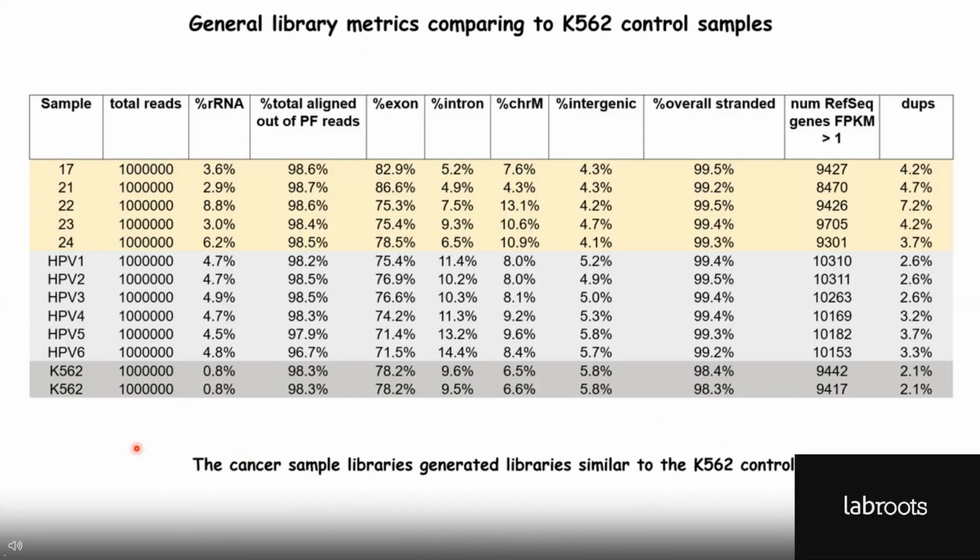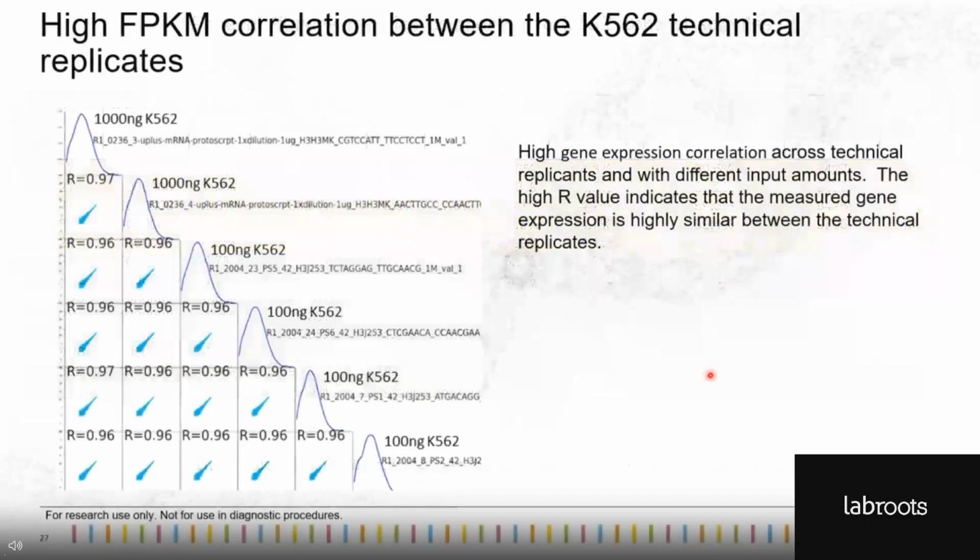We were also surprised that when you compare this to the K562 control samples, they were quite similar in terms of the coverage, which was very good. And we were fairly happy because all our samples are here and also here, and they were fairly consistent with the control samples as well. There was also a very high correlation between the technical replicates when we did the control samples, which led us to believe that this would also be the case for our experimental samples as well.